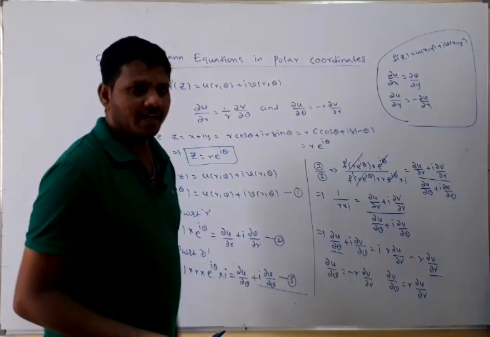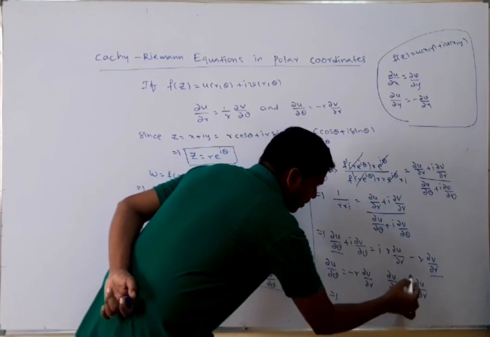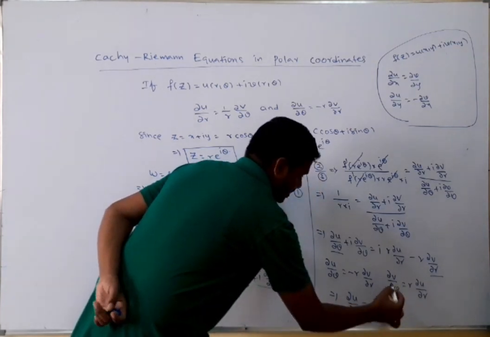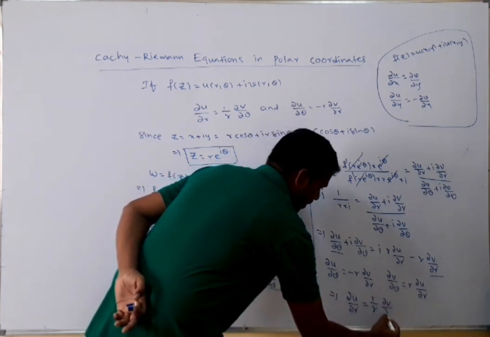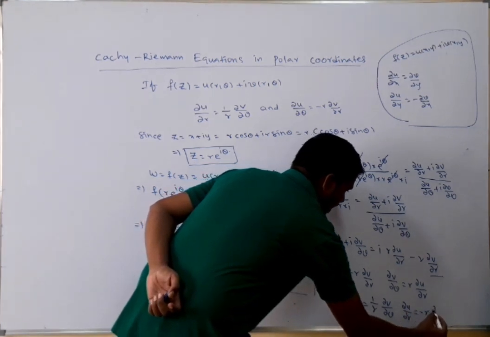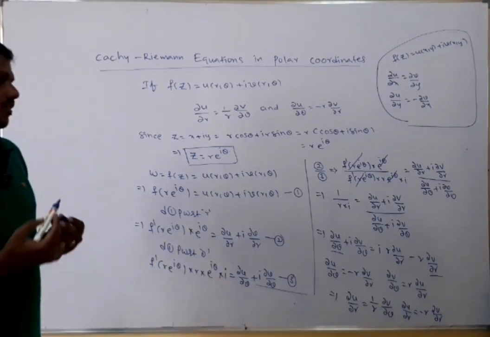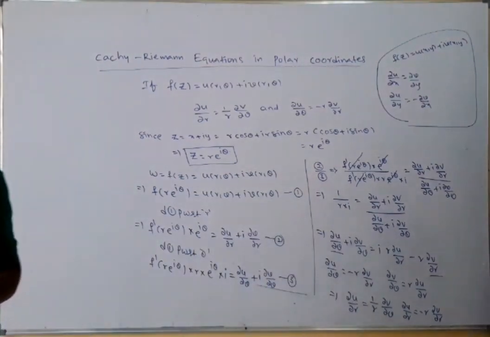These are the required CR equations in polar coordinates. Or simply you can write it: ∂u/∂r is equal to 1 by r ∂v/∂θ, and ∂u/∂θ is equal to minus r ∂v/∂r. These are the CR equations of f of z in polar form.